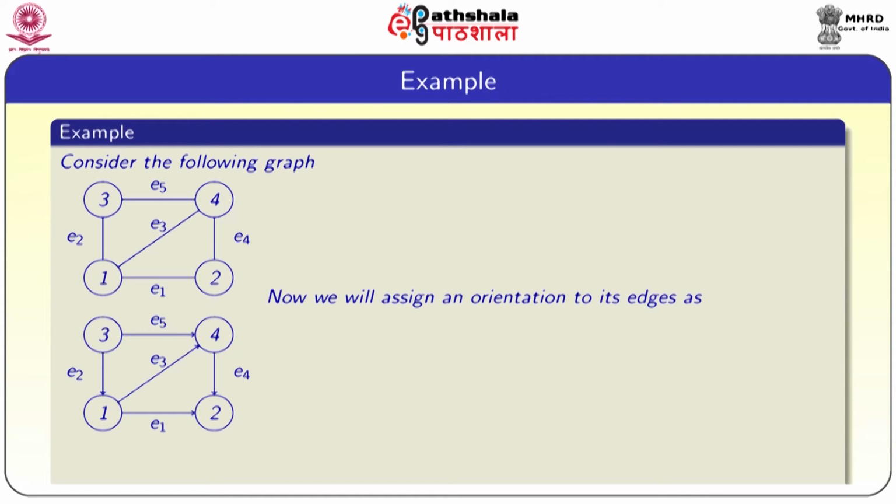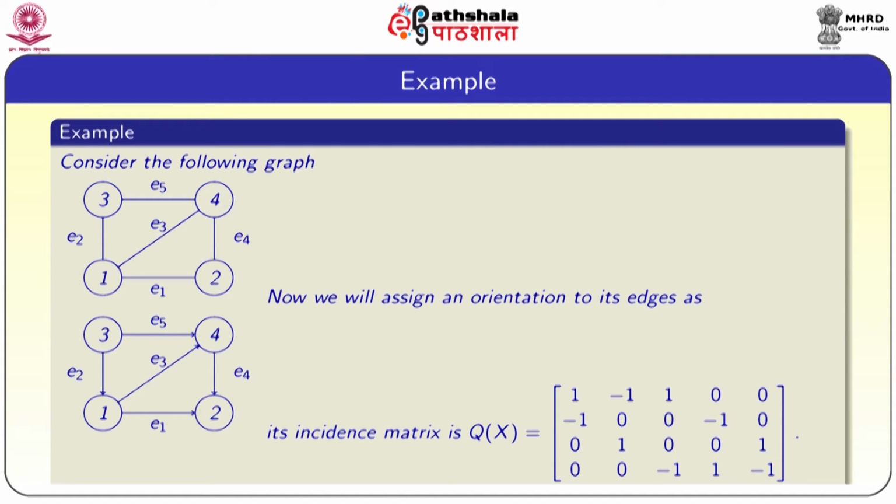For example, in this case we have given that the edge E1 is a directed edge from 1 to 2. That means it originates at vertex 1 and terminates at vertex 2. The edge E2 originates at vertex 3 and terminates at vertex 1, and so on. Consequently, the incident matrix of this directed graph is given like this. The first row is related to the first vertex. There are 3 edges incident at vertex 1: the edge E2 terminates at vertex 1, whereas edge E1 and edge E3 originate at vertex 1.